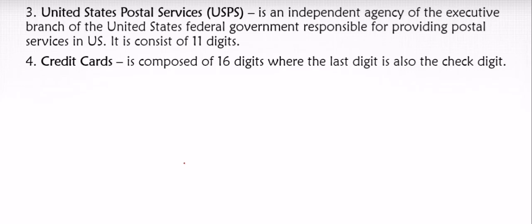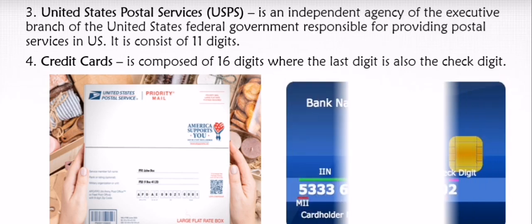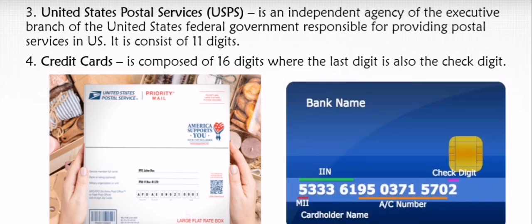Next is number 3 and number 4. We have the United States Postal Service or USPS. It is an independent agency of the executive branch of the United States federal government responsible for providing postal services in the US. It consists of 11 digits. So ito hindi natin masyadong magagamit to. Number 4 is the credit cards. Ito, madalas tayo makakita ng ganito. It is composed of 16 digits where the last digit is also the check digit. So lahat naman ng last digit nandito, we will call them check digit. So yan yung example ng credit card natin.